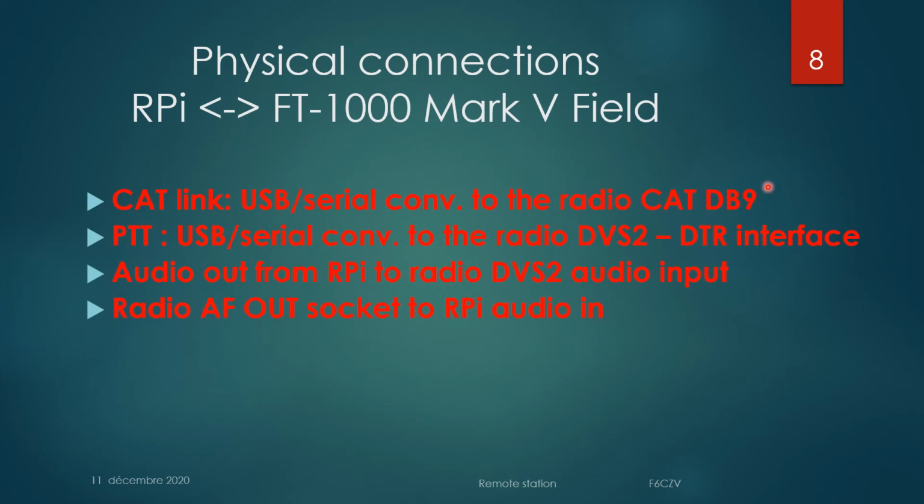What are the physical connections between the Raspberry Pi and the FT-1000 Mark V field? The CAT link with a USB serial converter to the radio CAT DB9. The PTT, also managed by an USB serial converter to the radio DVS2 DTR interface. Audio out from the Raspberry Pi to radio DVS2 audio input, and radio AF out socket to Raspberry Pi audio in.